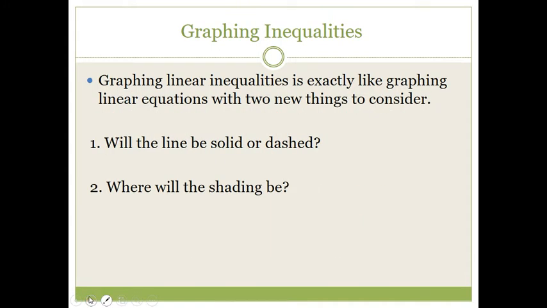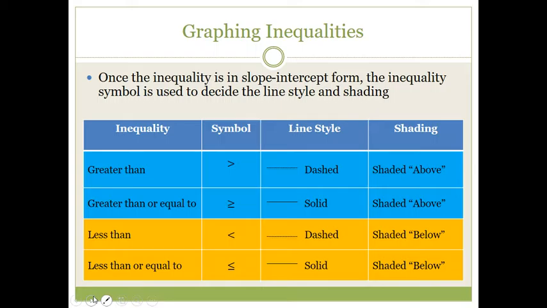Now, graphing linear inequalities is exactly like graphing a linear equation, like the lines we were just graphing, but there's just 2 new things that you have to consider. One is, will the line be a solid line or a dashed line? And 2, where will the shading be? To decide those things, all we have to do is look at the inequality symbol itself. Your first step would be to get the inequality into slope-intercept form, and then you can simply look at the inequality symbol to decide should the line be dashed or solid and where the shading should be.